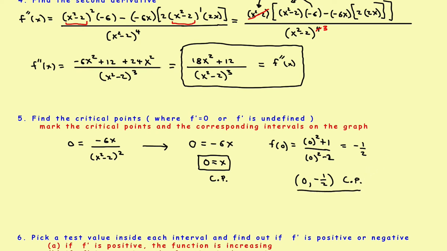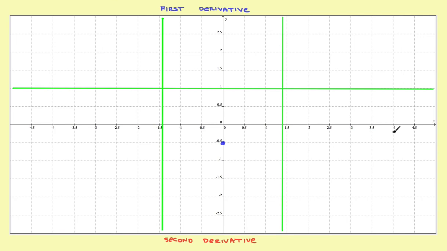Now let's go ahead and plot that. When you come over here to plot it, and again we'll plot it in blue, it turns out we already have it. The y-intercept was minus 1/2, and the critical point turns out to be exactly the same point. So in this case, we'll just take the time to label it, and we'll call it a CP right there. So you know that you have a critical point right here.